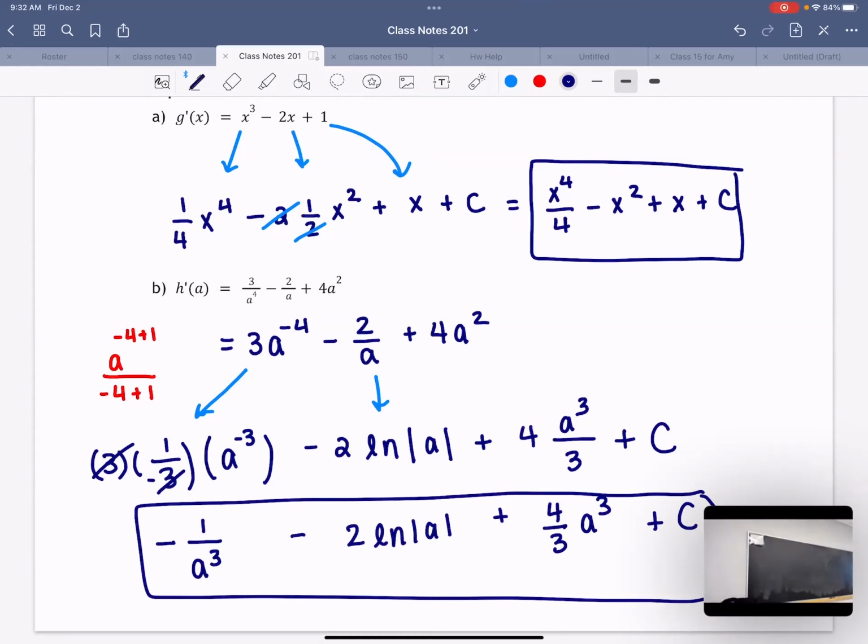Would that stay negative? Which one? I'm looking at 1 over a cubed. Just wondering why that's negative. Oh, because this one's up in the numerator. I switched it to the denominator. So when you go from a power up top to the bottom, that power goes to the negative value. No, I'm talking about the negative sign. Oh, this negative came from here. So that negative just stayed the same.